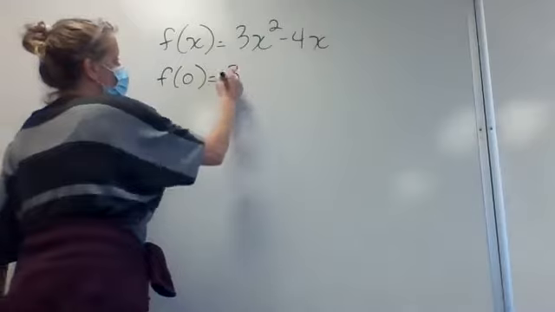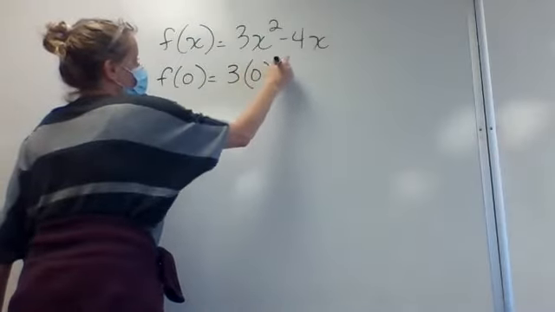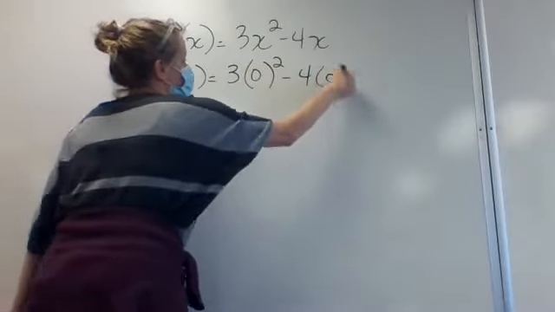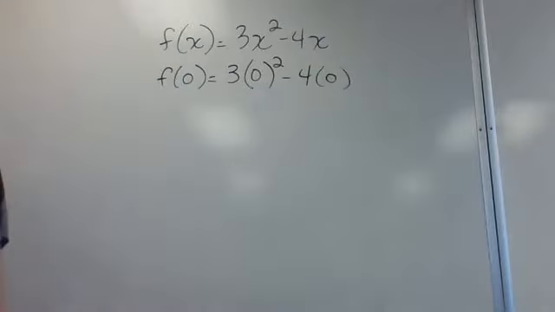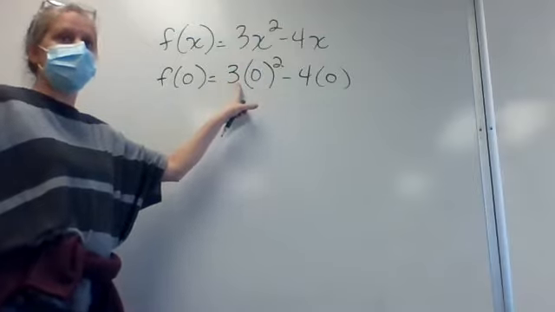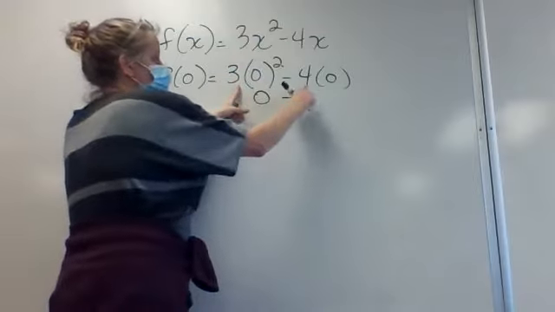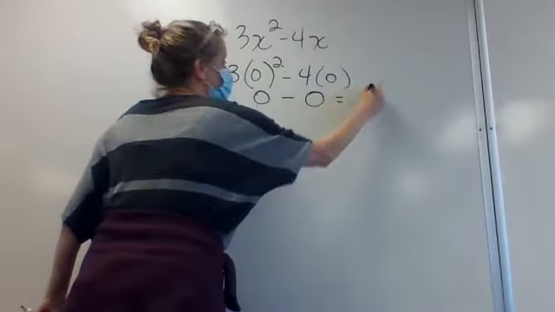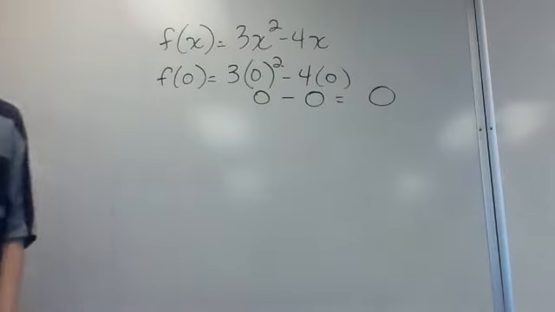So I have 3 times 0 squared minus 4 times 0. Well, 0 squared is 0 times 3 is still 0. Minus 4 times 0 is 0. So you're just left with 0 there.